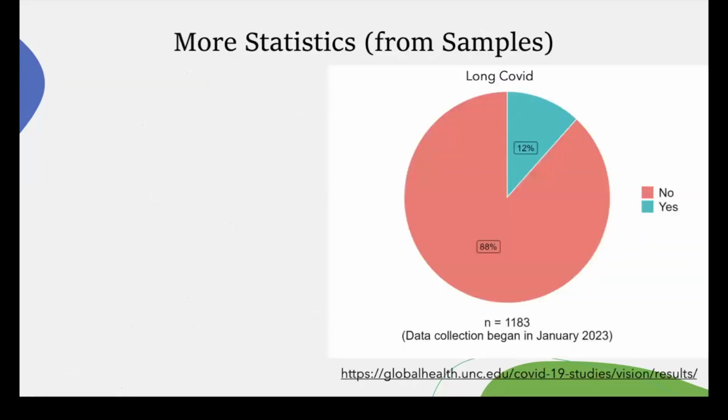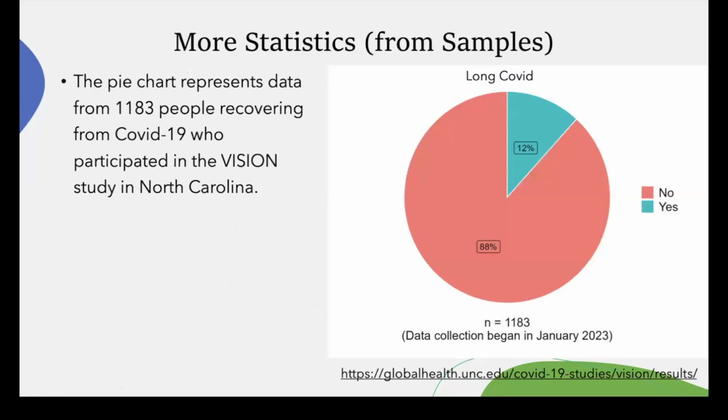Here are some other examples. This is from a study. I'm looking at a pie chart from a post-COVID-19 study conducted in North Carolina. It was called the Vision Study. And you can see that n equals 1,183 people down here. Data collection began in January 2023, and it's a study about long COVID, people who exhibit symptoms of COVID months and months after having contracted it. So what we're looking at here are the data from the sample.